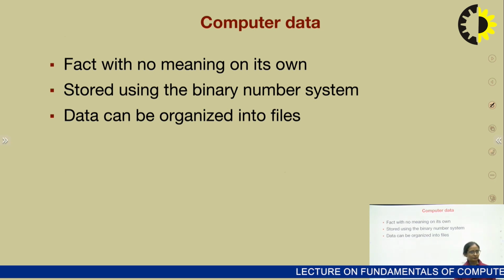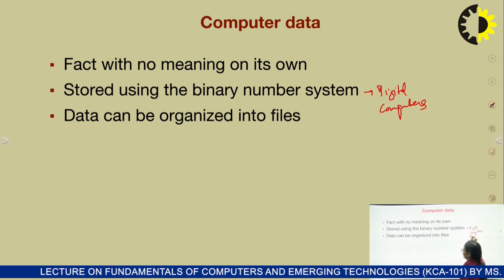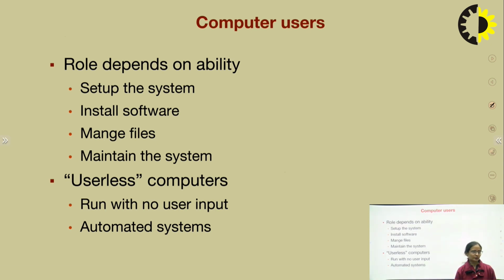Computer data, facts with no meaning on their own, we have already seen, is stored using the binary number system if we talk about digital computers. Data can be organized into files. Computer users' role depends on ability, basically for setting up the system, or for installing the software, for maintaining the system. Nowadays, we are having userless computers also. That is, they are automated systems. Once they start running, then they don't require user interaction. They can run the commands on their own.